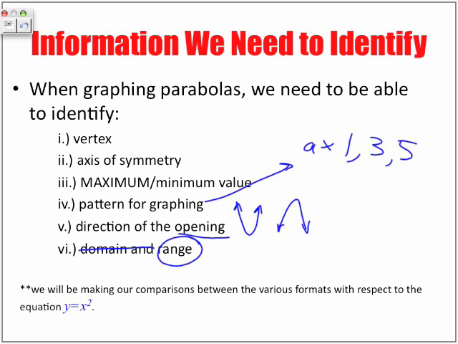domain represents all real numbers, because the domain of any parabola refers to every value of x, and because a parabola opens and it will open forever along an x-axis, so the value of x will always remain pretty much every single real number in between. Okay, so we will be making again our comparisons between the various formats with respect to the equation y is equal to x squared.